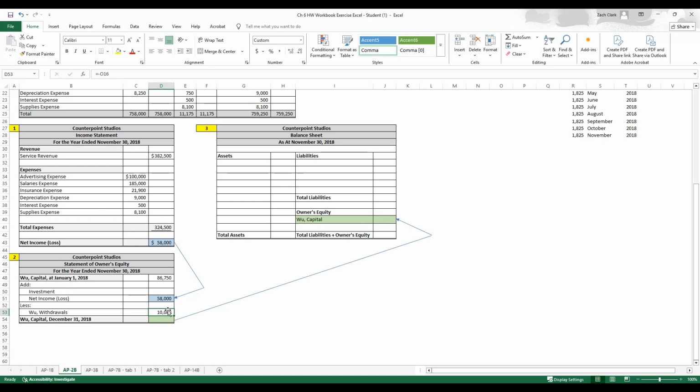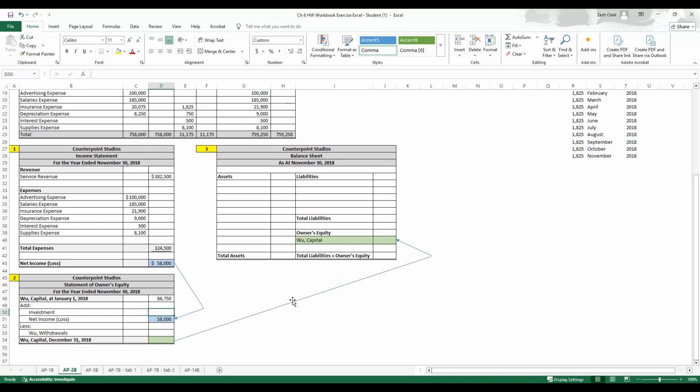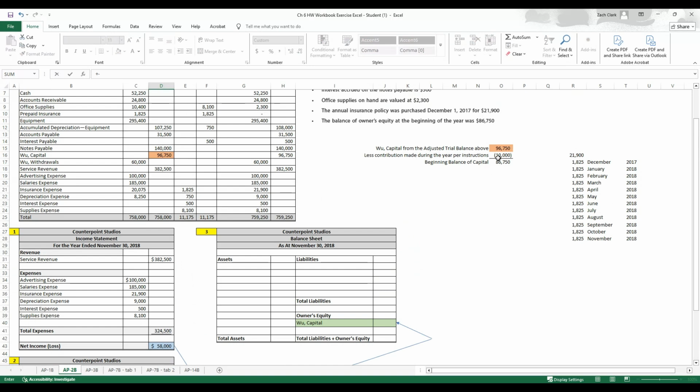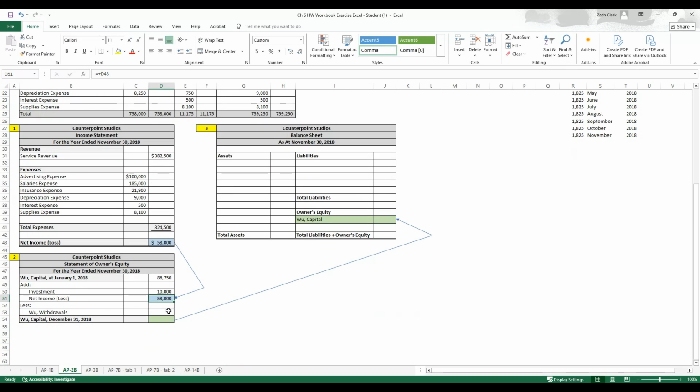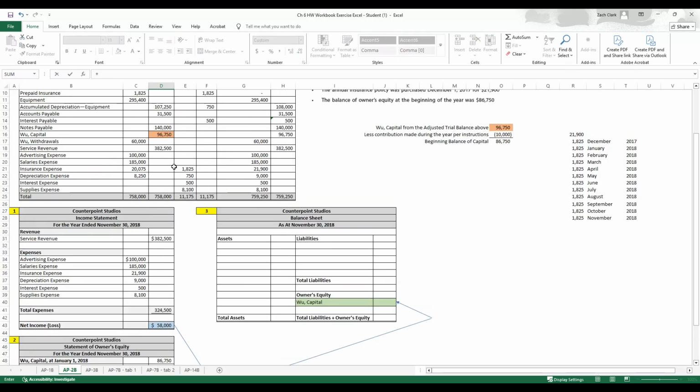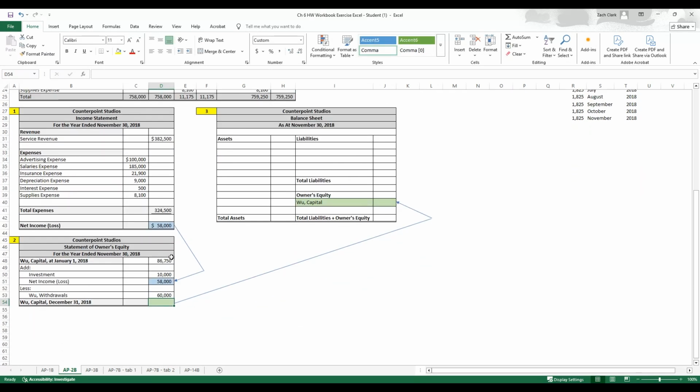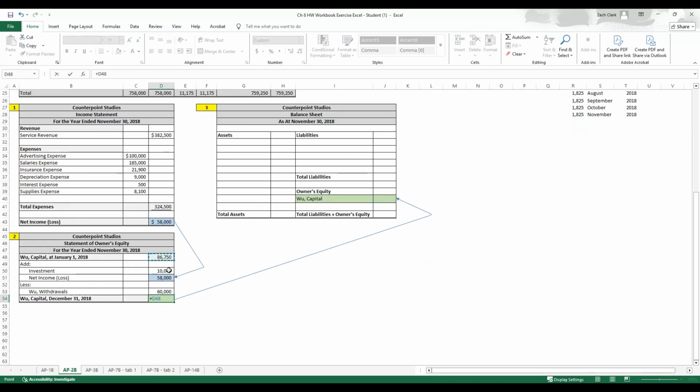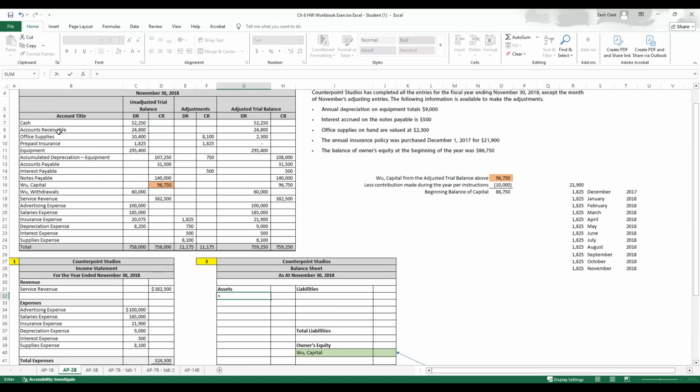Oh, you know, I put this in the wrong spot now. Maybe you all saw that when I did it. That should be on the investment part there. And then withdrawals is going to get our 60,000 of withdrawals there. So we have the beginning balance plus the investment plus the net income minus the draws. Ending capital is 94,750. And then we're just going to go through and finish out our balance sheet.